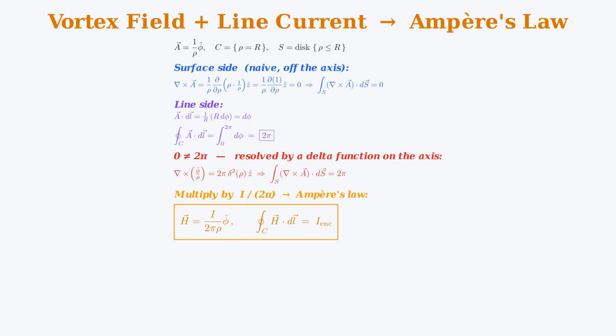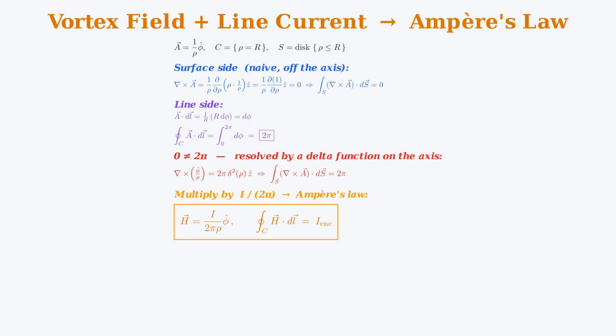Just like the point charge last time, the curl there is not 0, it is infinite, a two-dimensional delta function. Curl of phi hat over rho equals 2 pi times the two-dimensional delta of rho in z hat. Integrate that over the disk, and the surface side gives 2 pi as well. The theorem is restored once we are honest about the singularity.